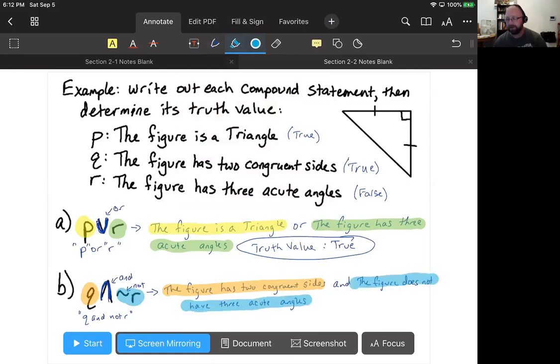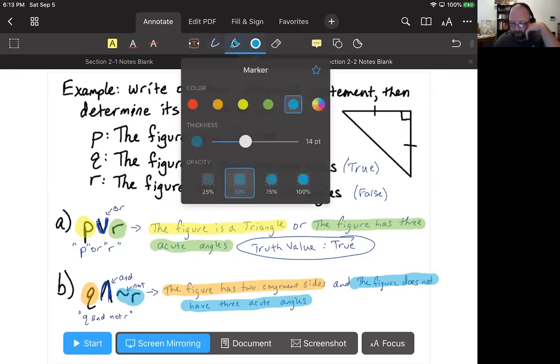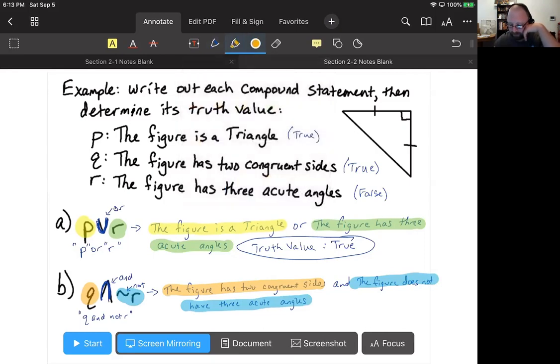Okay, so that would be not R. And again, what we're looking for with the word and means that both parts, the first statement and the second statement, both have to be true. So when we look at this statement, the Q statement was true to start with, right? It was up here. We had true up here for Q. So that part's good to go.